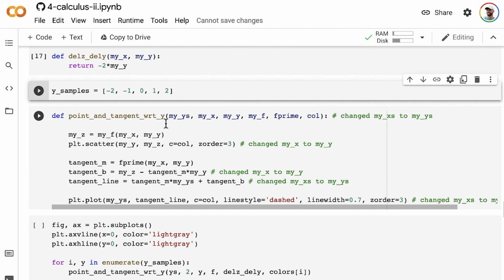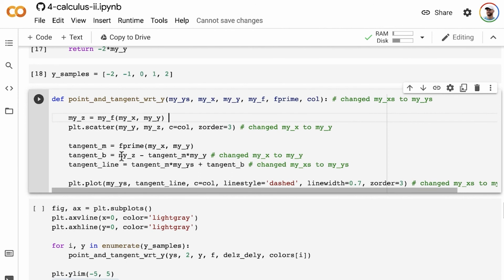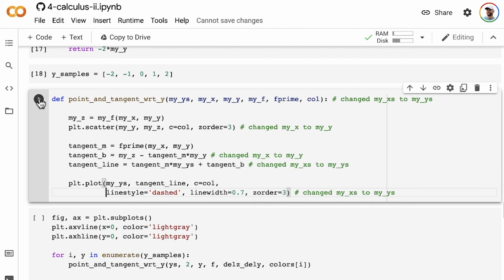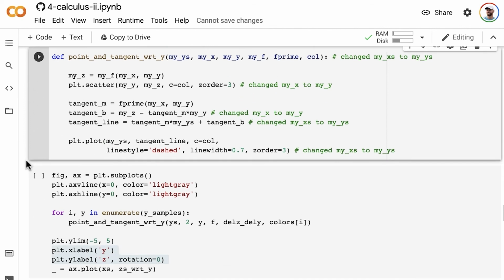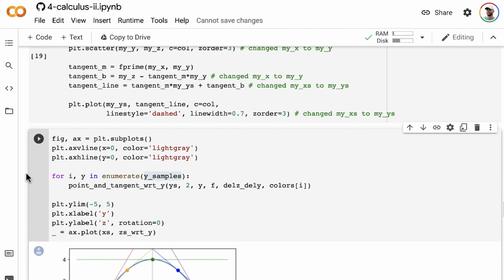But in some critical places, we are now working with y values instead of x values. So instead of passing in our range of x values, we're now passing in our range of y values. And instead of plotting x and z, we're now plotting y and z in our two-dimensional plot. And same thing here. We've substituted x's with y's, and x's with y's one last time here. So let's plot this out by now looping over our key 5 points along the y-axis.